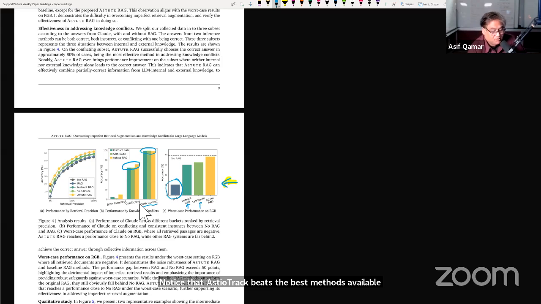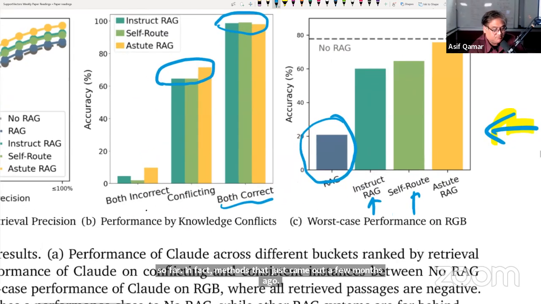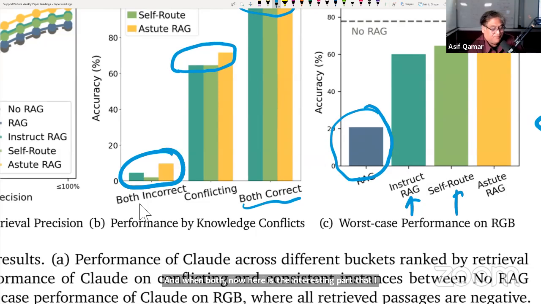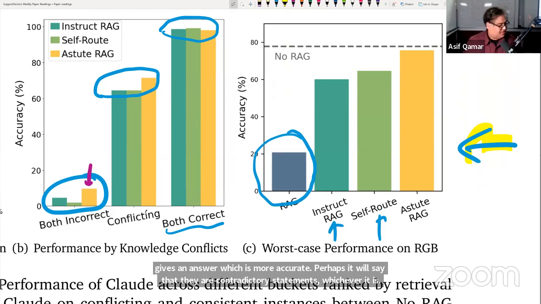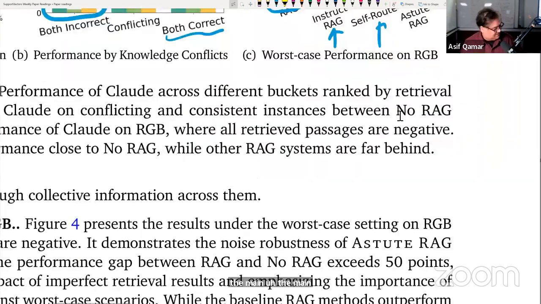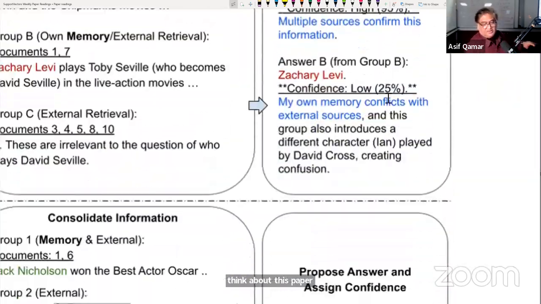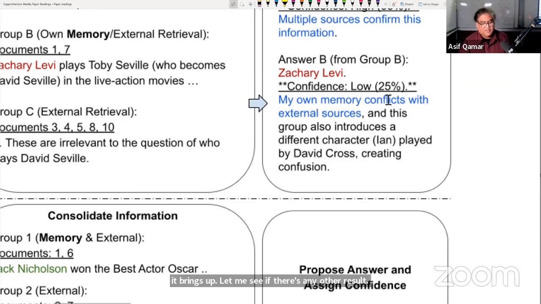And when both, now here is the interesting part that I want to bring out. When both the answers are incorrect, when retrieved results are wrong and the LLM's understanding is wrong, it turns out that when you do Astute RAG, because it is able to figure out and understand that there is a problem, it gives an answer which is more accurate. Perhaps it will say that they are contradictory statements, whatever it is. And so that is the main thing about this paper that it brings out. Let me see if there's any other result that this paper can bring out.